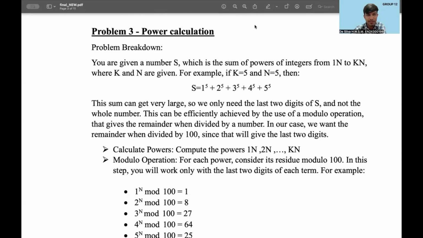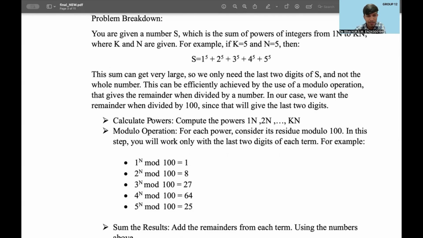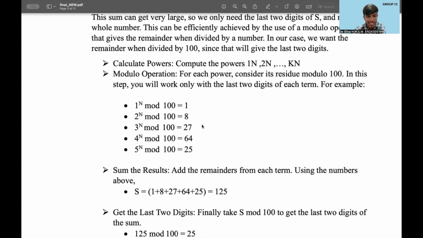I will explain problem number 3, involving powers, sums and finding the last two digits of the result. We are calculating the sum of 1 to the power n, 2 to the power n, up to k to the power n, and only care about the last two digits of this sum. First of all, we compute 1 to the power n, 2 to the power n, up to k to the power n. After that, take each result modulo, like this.